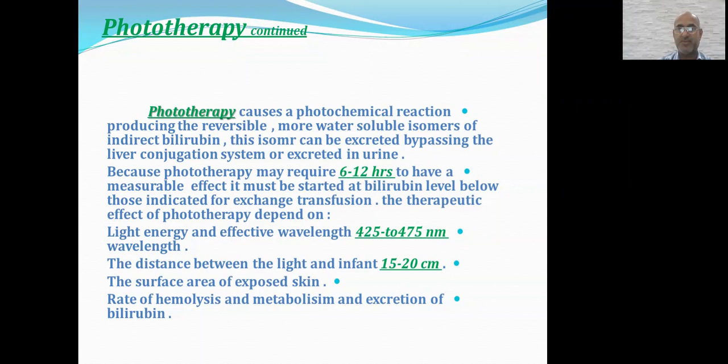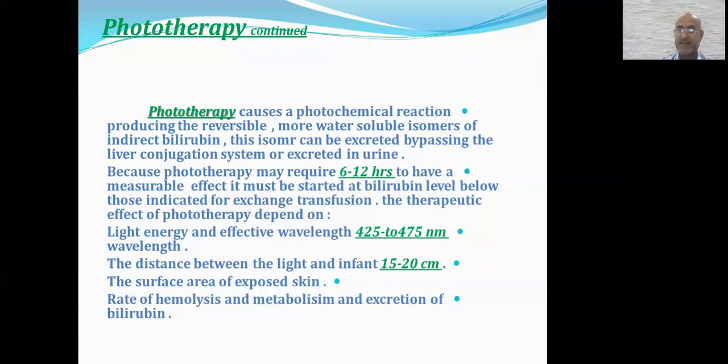Phototherapy needs time. It needs at least 6 to 12 hours to have a measurable effect, and must be started at a bilirubin level below those indicated for exchange transfusion. The therapeutic effect of phototherapy depends on light energy and effective wavelength. This wavelength, of course, is so important for the conversion of this reaction to the safe isomer.